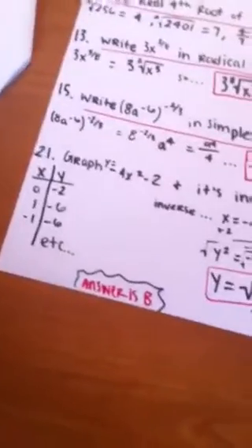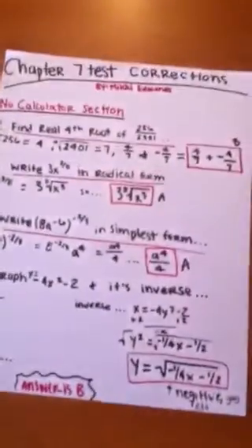So I thought that it was letter D because it goes to the right, but it would be letter B because that one is the only other option with parentheses on the bottom, and it is negative, so it goes left. So the answer would be B, and those are my Chapter 7 test corrections.